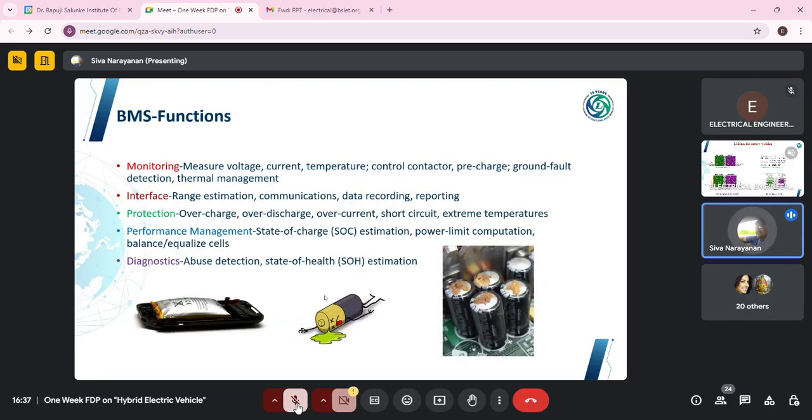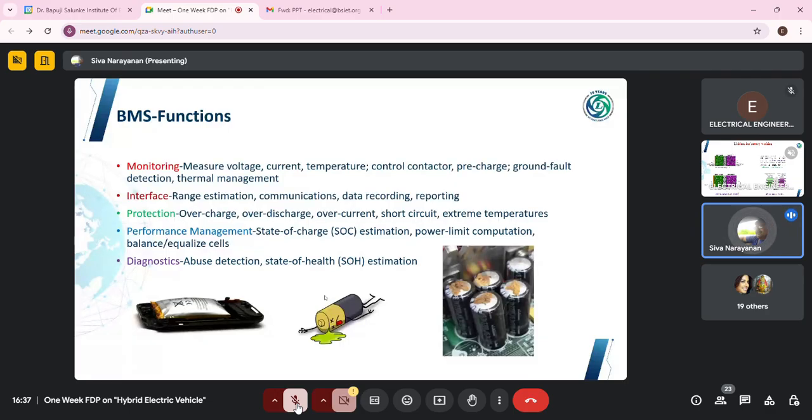So what are the functions of the BMS? As I have indicated, there are five important processes it has to do. First one is monitoring. Second one is the interface, with which it has to communicate and tell what it has measured. Third one is protection. Fourth one is performance management, and the last one is diagnostics.